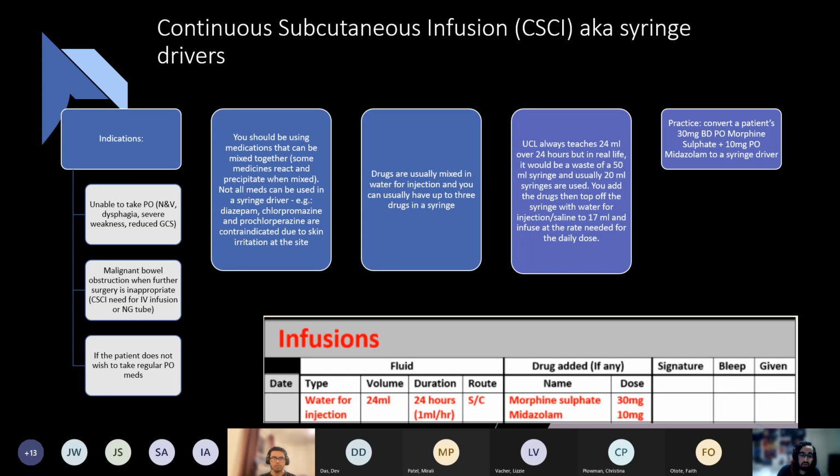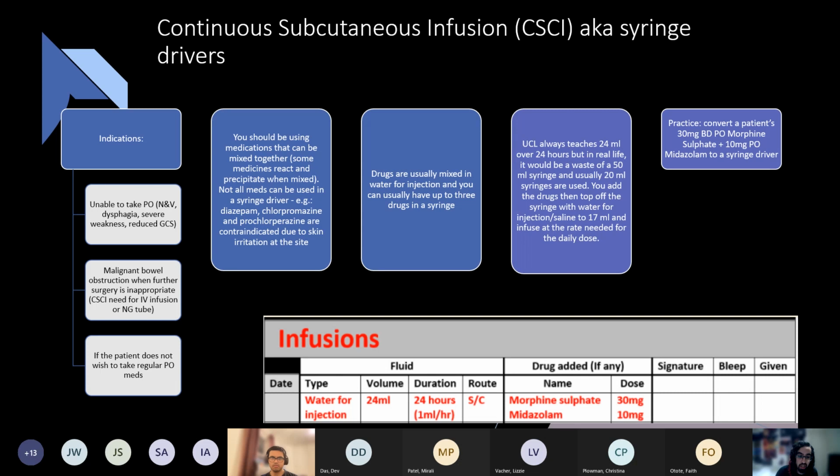Here are the basic things with syringe drivers. You don't need to know about this at this point really, but there are certain medicines that don't mix well because they react with each other and precipitate. And there are some meds which just don't really go in syringe drivers because they cause local reactions like swelling and burning. So diazepam's a good example of that. It's why we use midazolam instead. So if you're going to put them in, always double check to see if they can actually work together. On the slide after next is a good website for that.